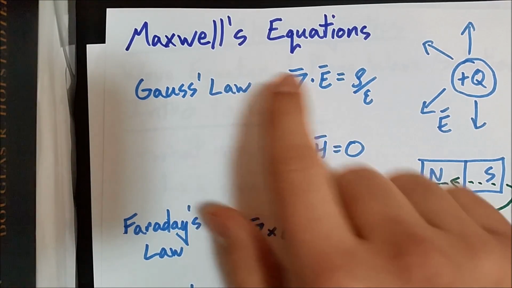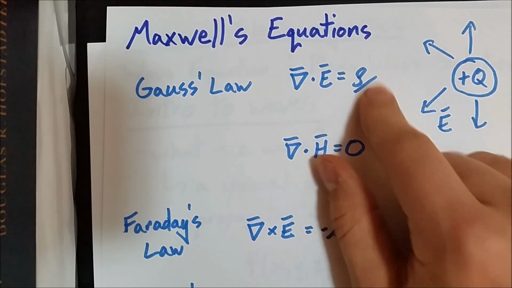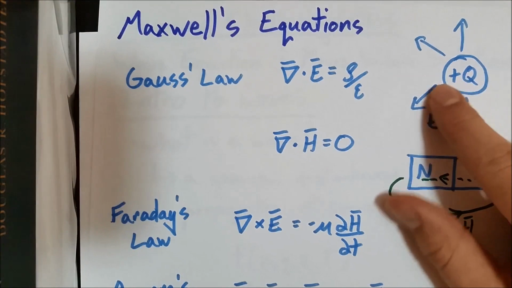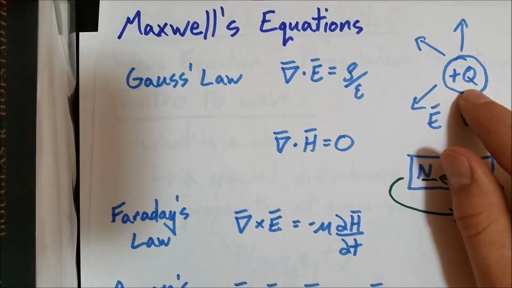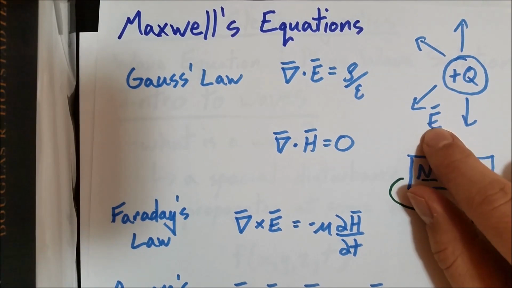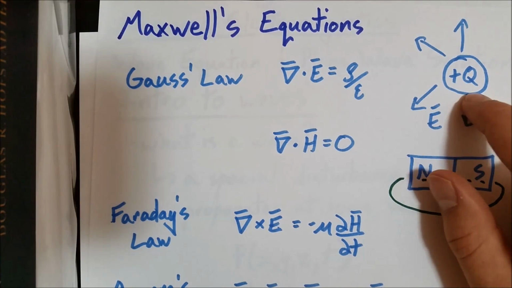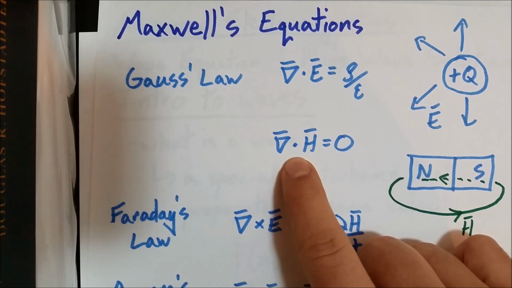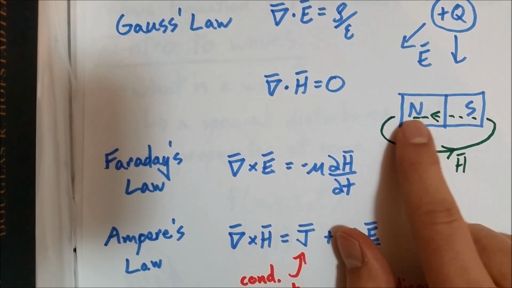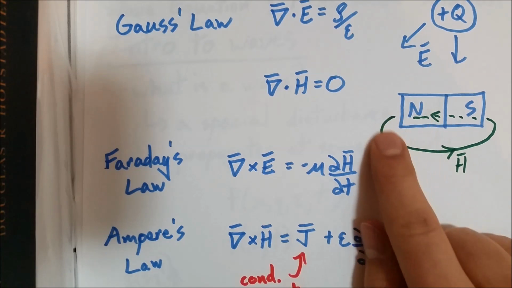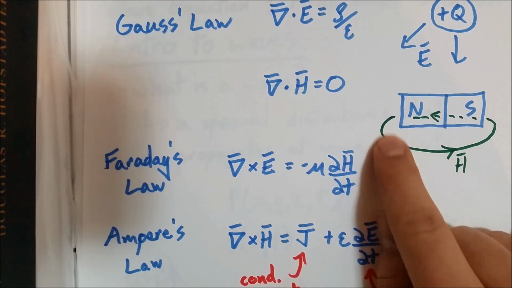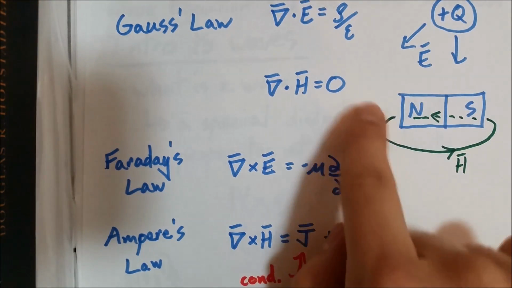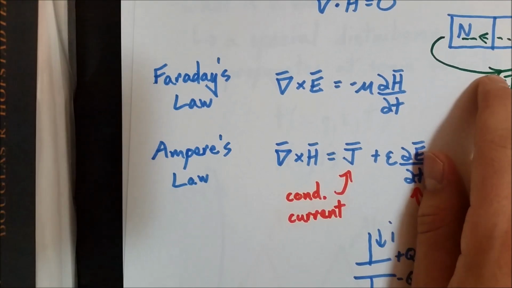We have Gauss's law, which states that the divergence of the electric field is equal to some charge density, which basically states that if you have some particle of charge plus q, an electric field is going to radiate outwards from it. We also have the magnetic version of Gauss's law, which simply states that there are no magnetic monopoles. If you consider a bar magnet with a north and south pole, we know that the magnetic field actually loops around and is a closed system. There is no outward direction for the magnetic field.